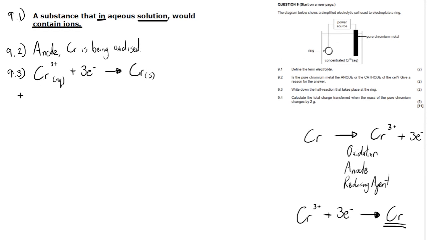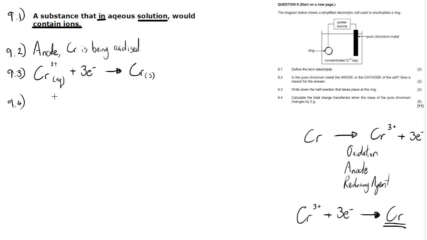It is plating the ring. It's creating an outer layer on it that is a chromium layer. Let's have a look here at 9.4. Calculate the total charge transferred when the mass of the pure chromium changes by 2 grams.